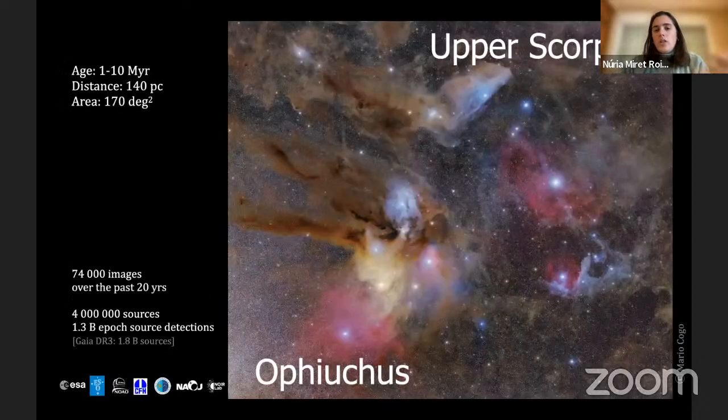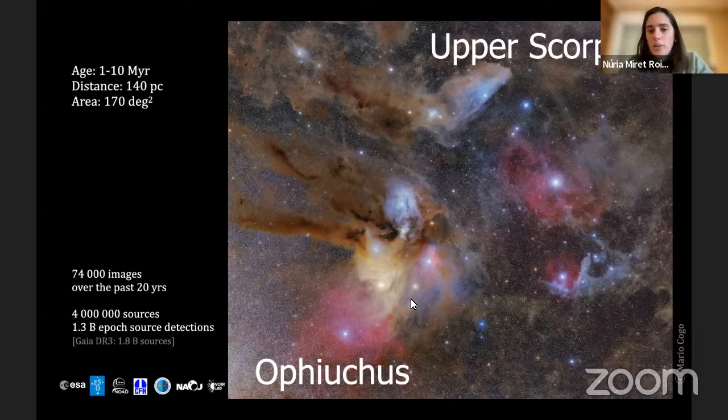And now I would like to focus on one of these regions because I have been particularly working in this area myself. And what you're seeing now is the region of Ophiuchus and Upper Scorpius. So here we have Ophiuchus, where you see all these dense molecular clouds. This area is very young. It has an age of between 1 and 3 million years. And there is still star formation ongoing.